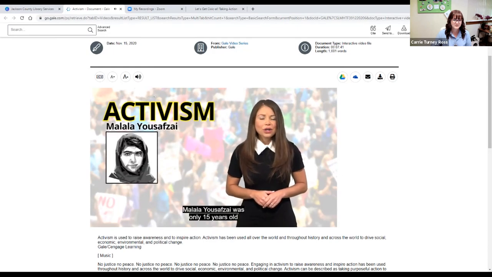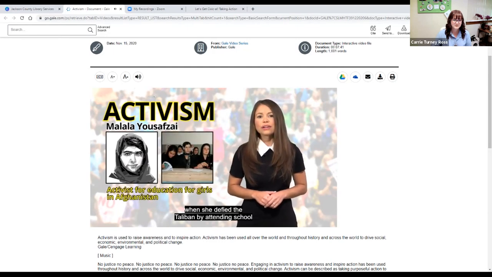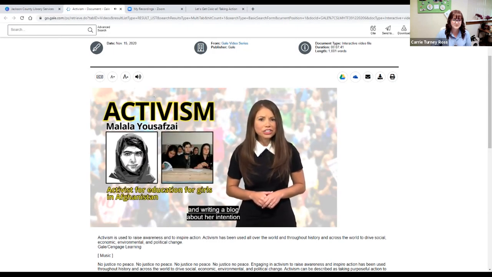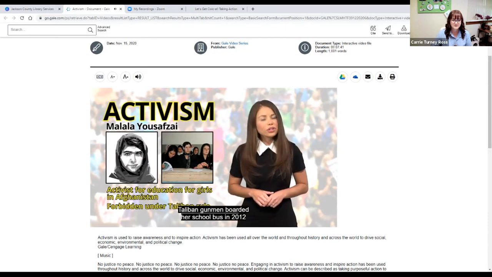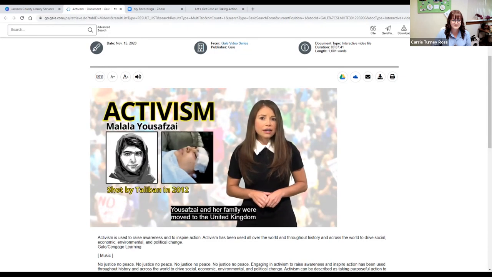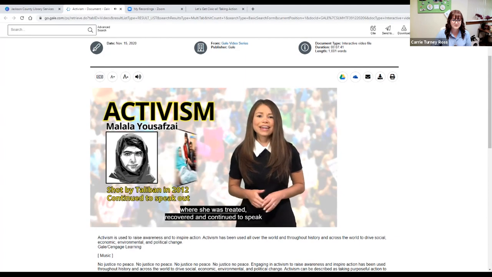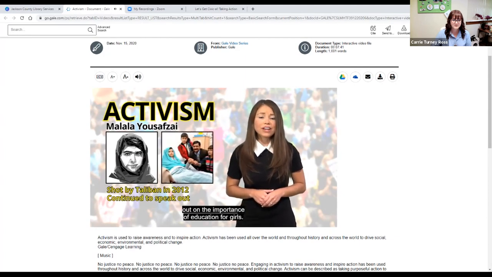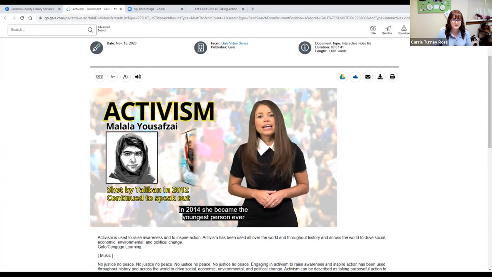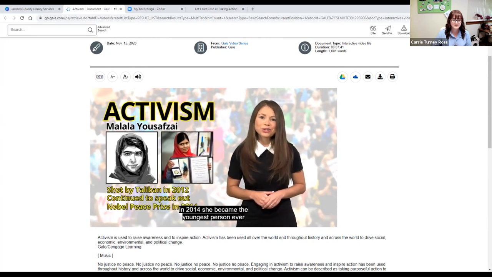Malala Yousafzai was only 15 years old when she defied the Taliban by attending school and writing a blog about her intention to get an education forbidden for girls in Afghanistan under Taliban rule. Taliban gunmen boarded her school bus in 2012 and shot her in the head. Yousafzai and her family were moved to the United Kingdom, where she was treated, recovered, and continued to speak out on the importance of education for girls. In 2014, she became the youngest person ever to receive a Nobel Peace Prize.